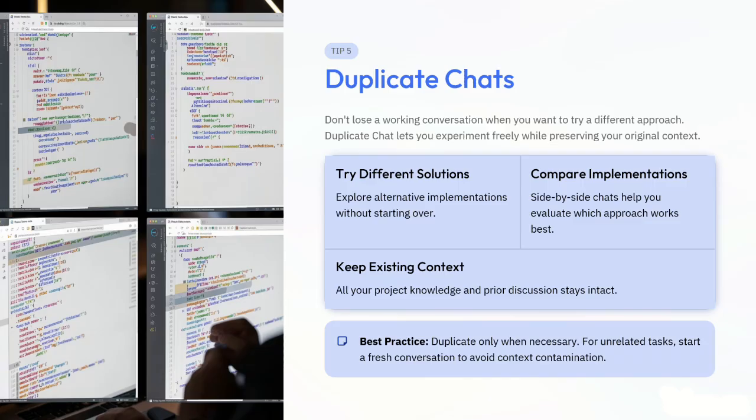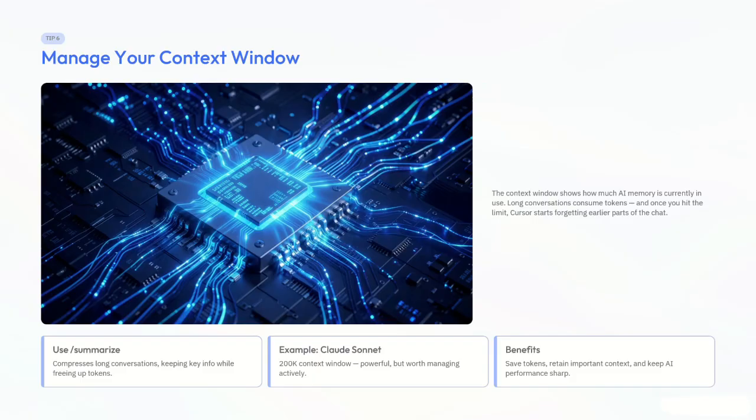Okay, however, if you are working on entirely different features, it's usually better to start a new conversation. So from this tip, what you can consider is experimenting safely without losing your work, because most of the time what will happen is that you are doing the work, but the chat will disappear. Sometimes this happens. So experiment safely without losing your work. This is what this tip is all about. Duplicating chat is also very important in Cursor. Let's go with tip number 6, that is manage your context window.